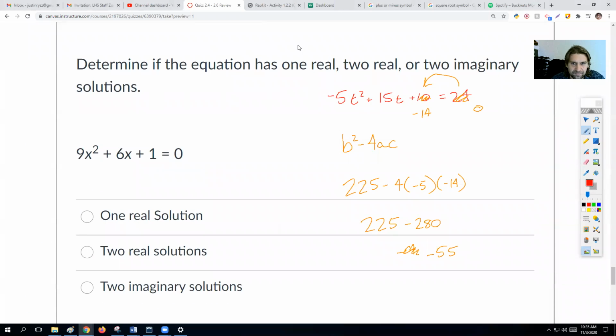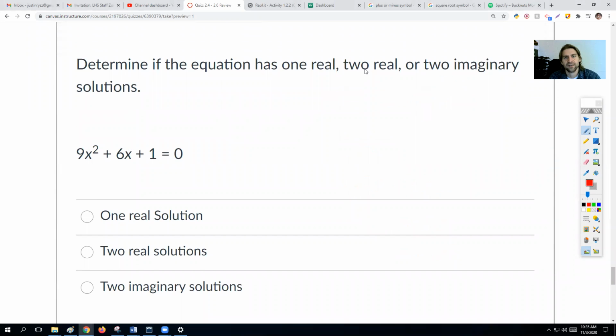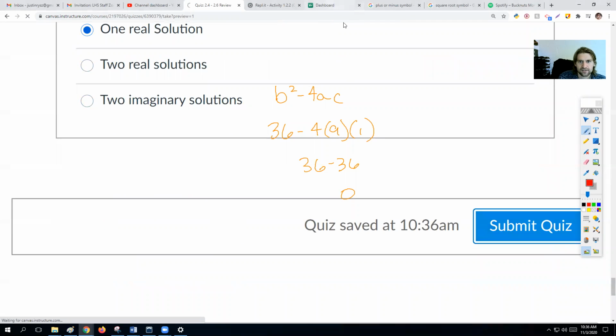Next, determine if the equation has 1 real, 2 real, or 2 imaginary solutions. So we can use the discriminant to help us figure this out. B squared minus 4ac. So b squared, 6 squared is 36. Minus 4 times a, which is 9, times c, which is 1. So this would be 36 minus 36, which ends up being 0. So remember, if it's bigger than 0, if we got a positive, we'd have 2 real. If it's negative, we'd have 2 imaginary, but this is equal to 0, so that means we have just 1 real solution.